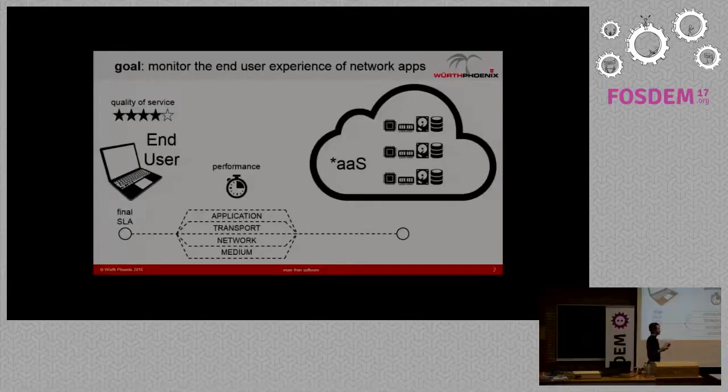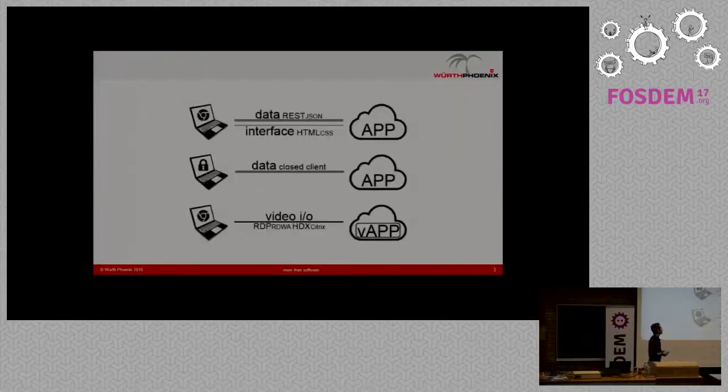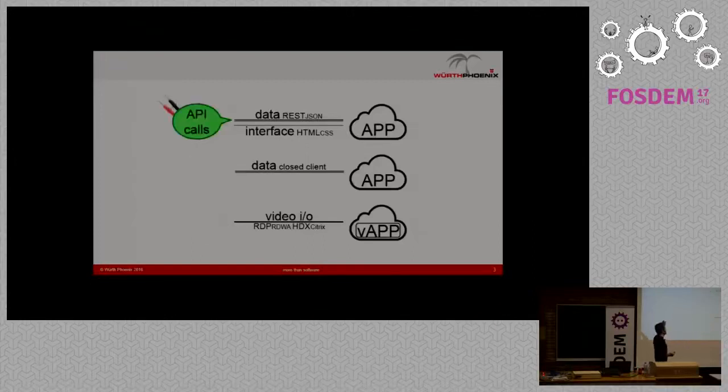Our goal is to assess the perceived quality of service. So here you've got three scenarios. The first one is when you have an open application with an open protocol, and it's quite easy to assess the quality of service. You have to call the open APIs of an open protocol like HTTP.